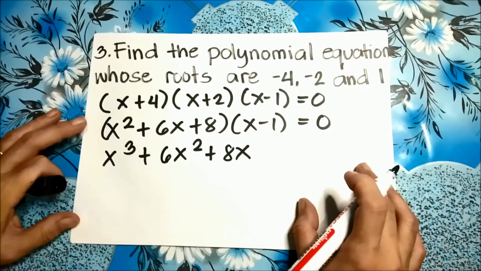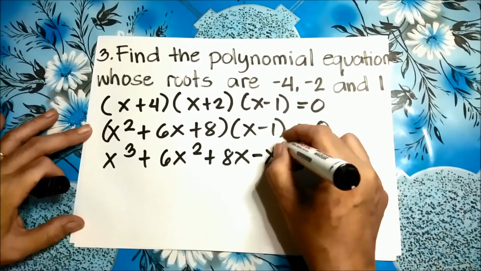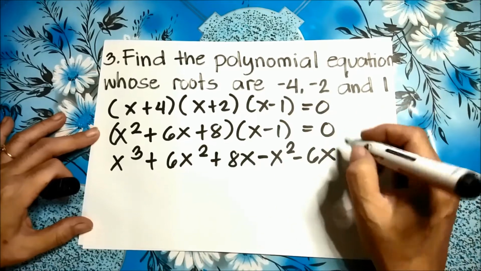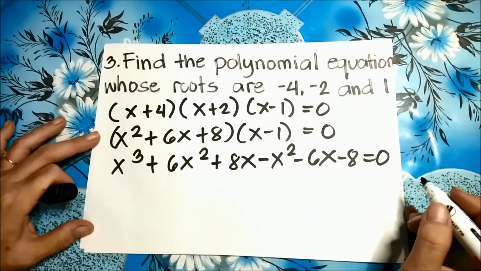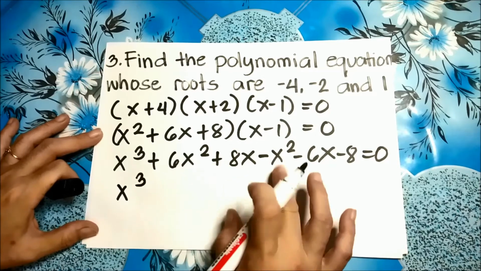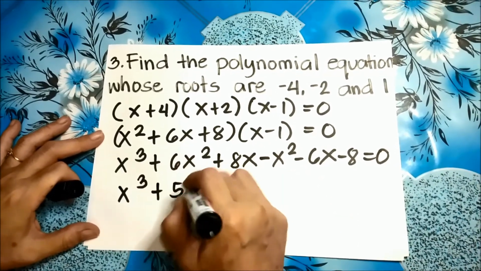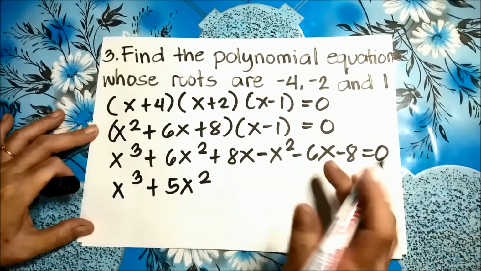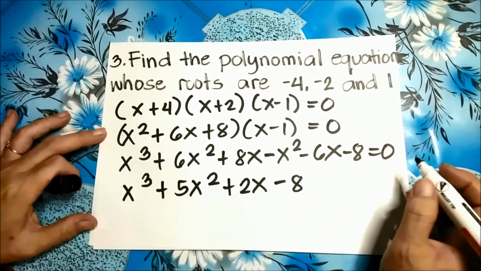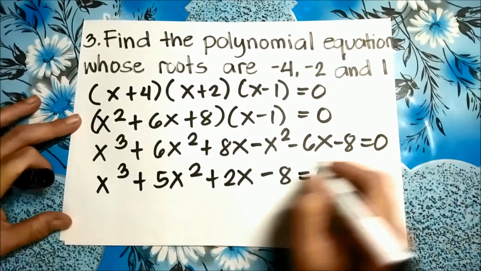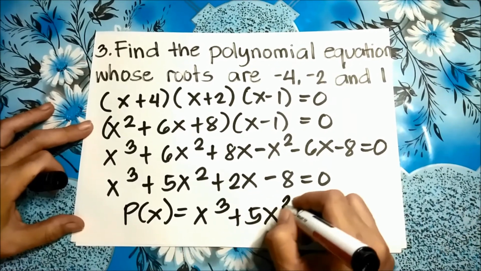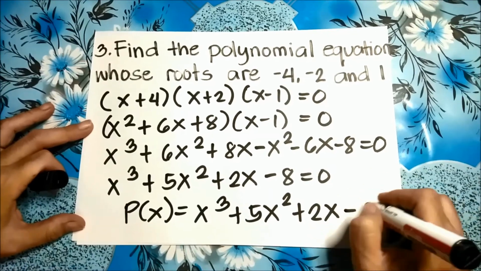Then we proceed with negative 1. Negative 1 times x squared is negative x squared. Negative 1 times 6x is negative 6x. And negative 1 times 8 is negative 8. That is equal to 0. So let us simplify. So bring down x cubed. 6x squared minus x squared is 5x squared. 8x minus 6x is 2x. Then just copy minus 8. Therefore, our polynomial is p of x equals x cubed plus 5x squared plus 2x minus 8.